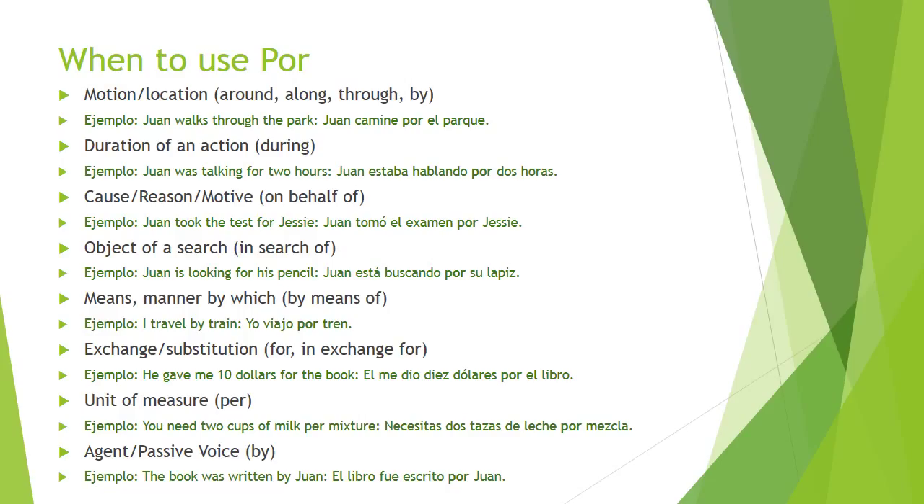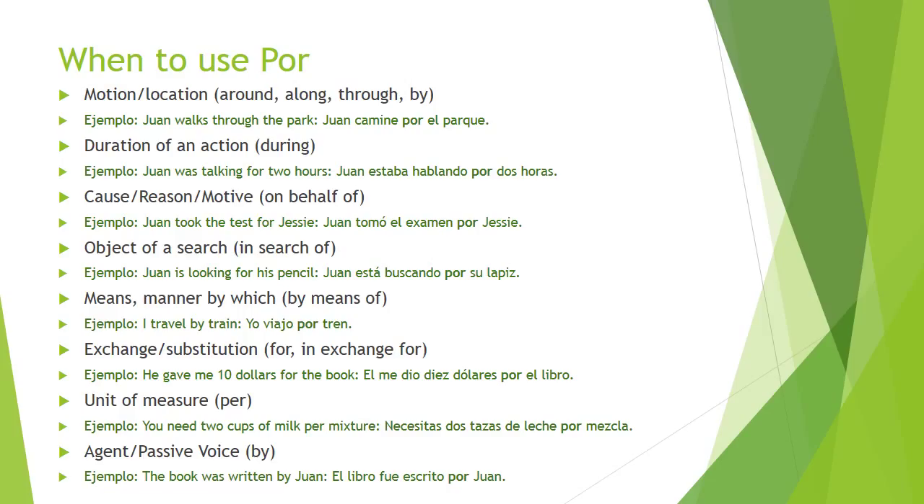Third is cause, reason, or motive, or on behalf of. For example, Juan took the test for Jesse. Juan tomó el examen por Jesse. Fourth is object of a search or in search of. For example, Juan is looking for his pencil. Juan está buscando por su lápiz.